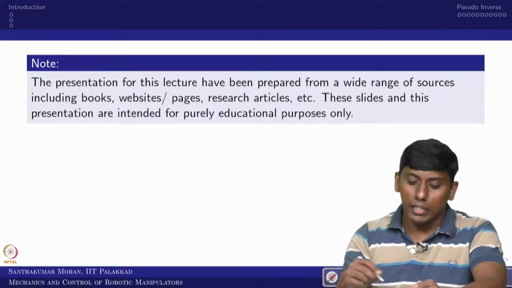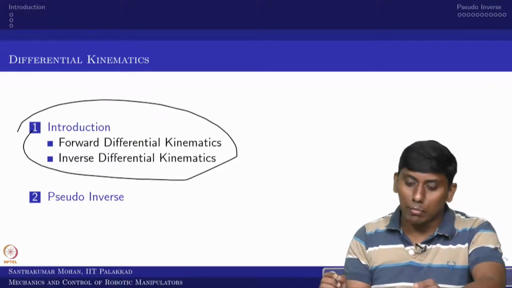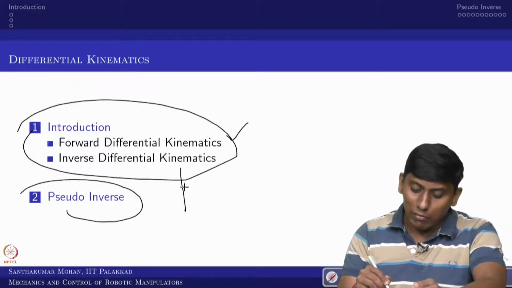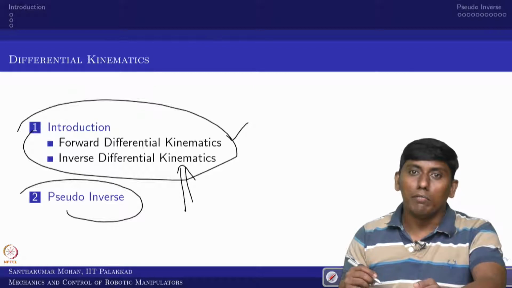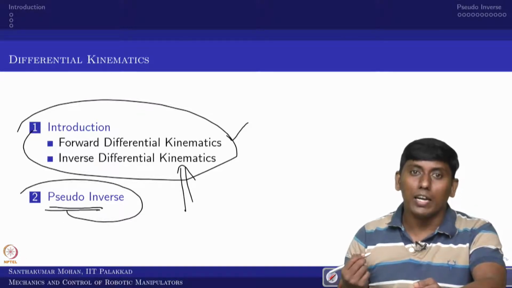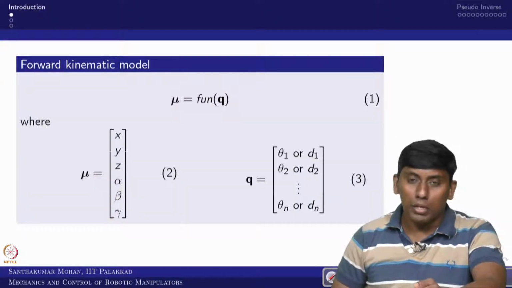We are going to talk about forward and inverse differential kinematics. These are the two types, and we would see that the inverse differential kinematics ends up with the Jacobian inverse. If it is rectangular, we may require a pseudo inverse. So we would be talking about the pseudo inverse in the second half. The first half is very straightforward.